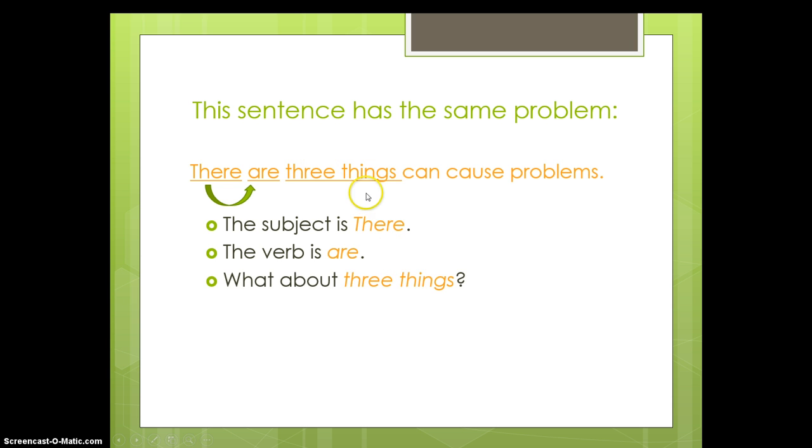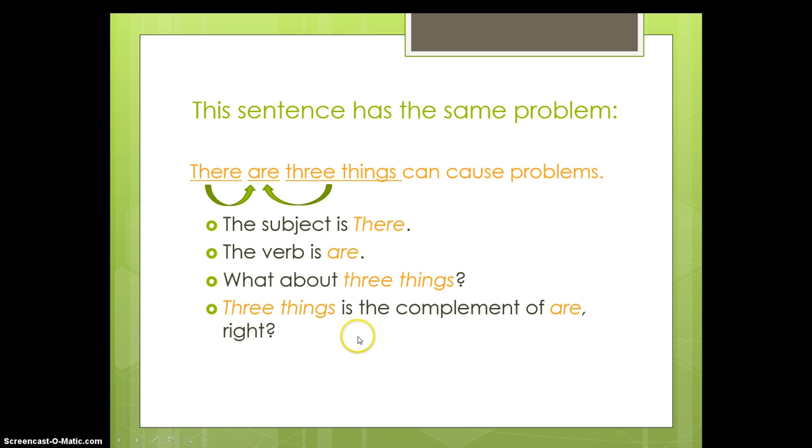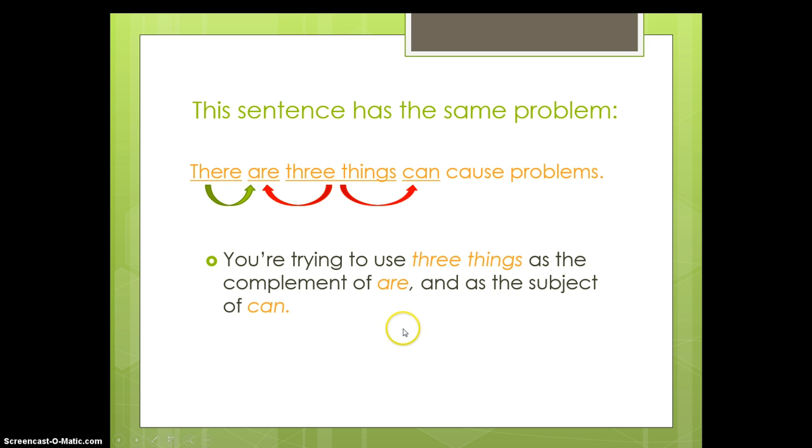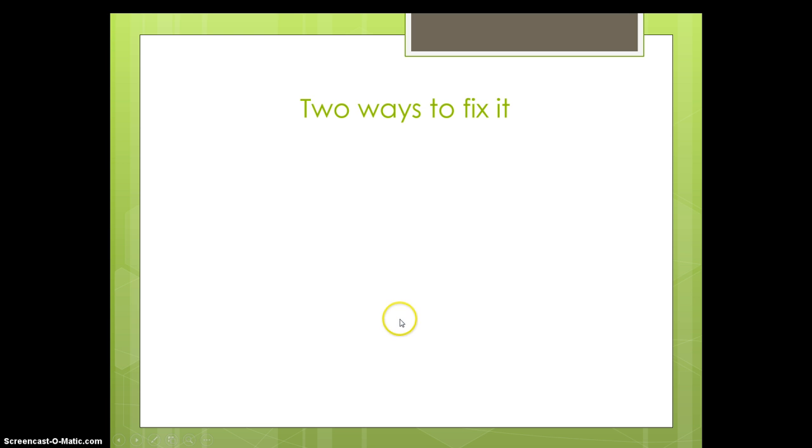And three things, well, that's the complement of are, right? But again, just like with the last sentence, this three things wants to be the complement of are and the subject of can at the same time. So it can't work both ways. So how do you fix this one?